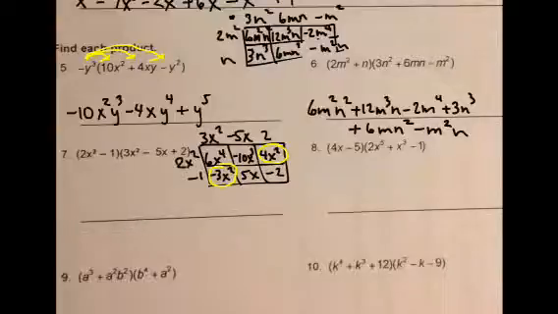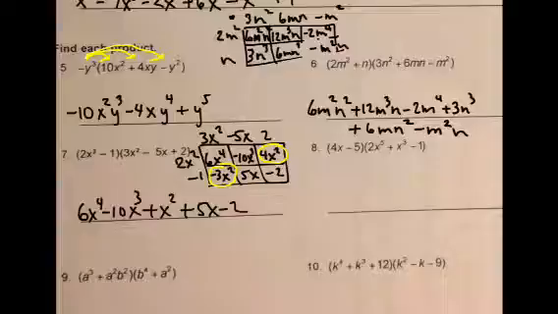So let's go write it in standard form. So 6x to the fourth minus 10x cubed. 4x squared minus 3x squared is x squared. 5x minus 2, and that's the answer.